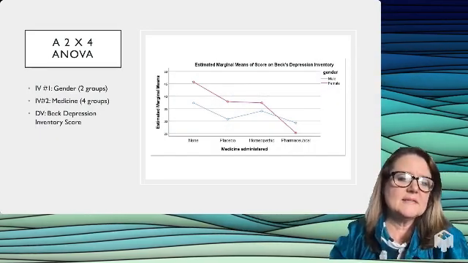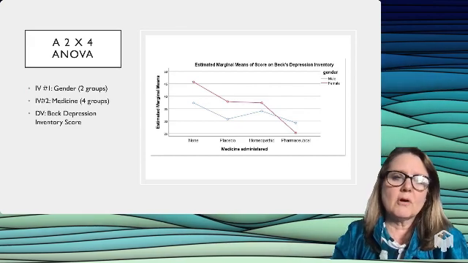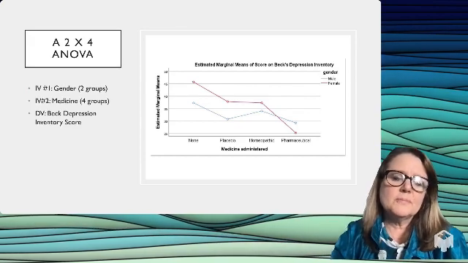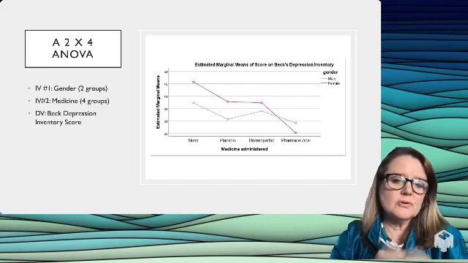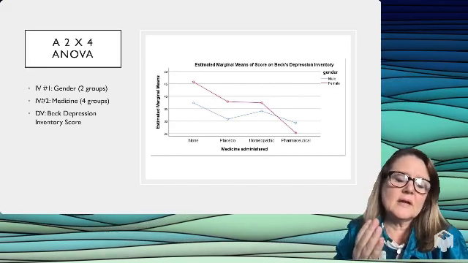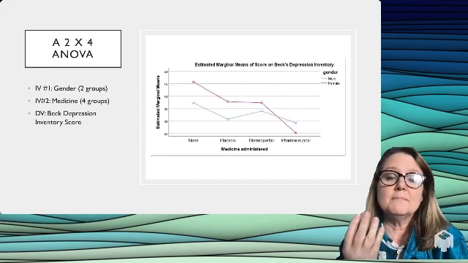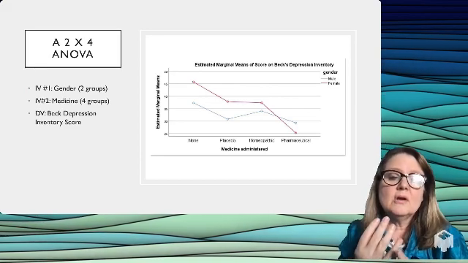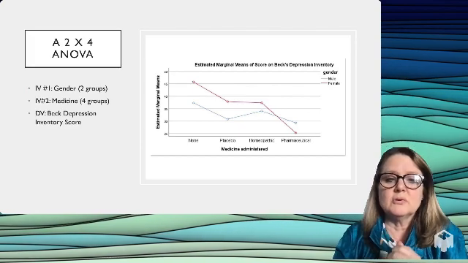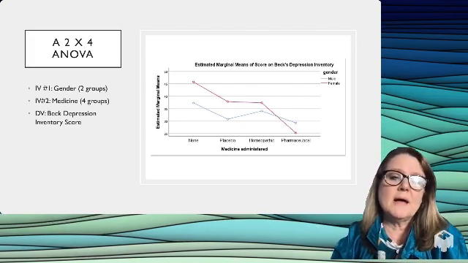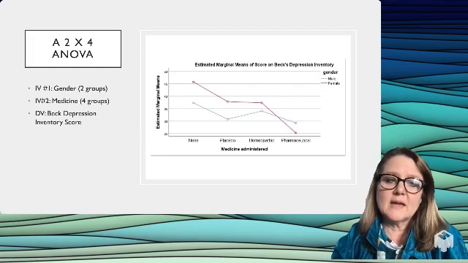This is a study of a 2x4 ANOVA. In this 2x4 ANOVA, one of the independent variables is gender, just in two groups, male, female, and the other is 4 types of medicine administered, either no medicine, a placebo, some homeopathic medication, or a pharmaceutical. And then they measured people on the Beck Depression Inventory scale to see if they had differences.